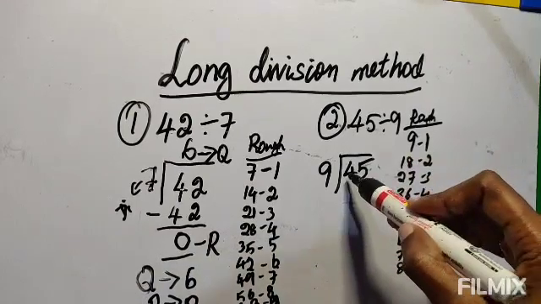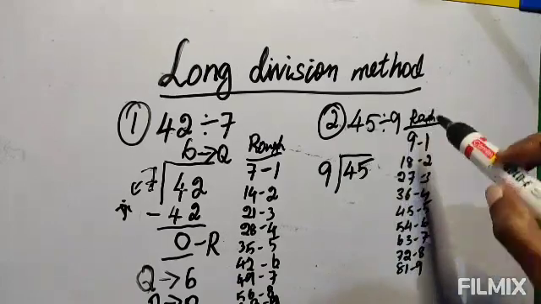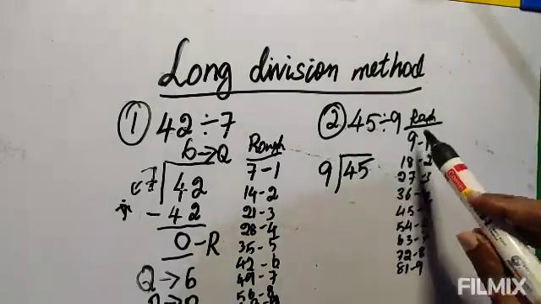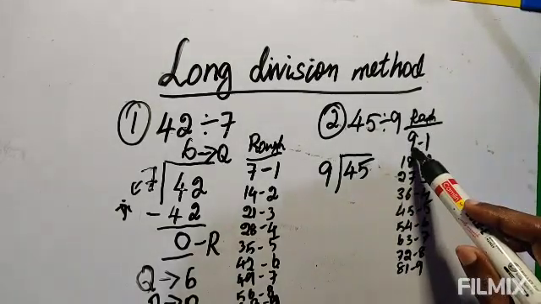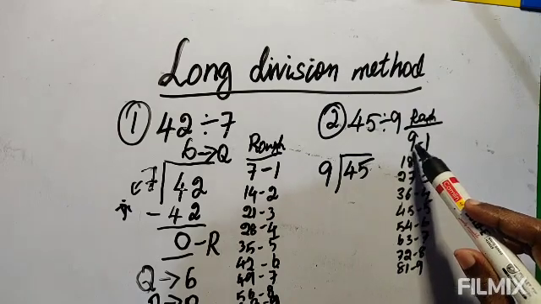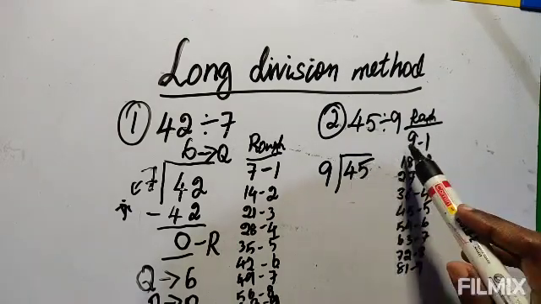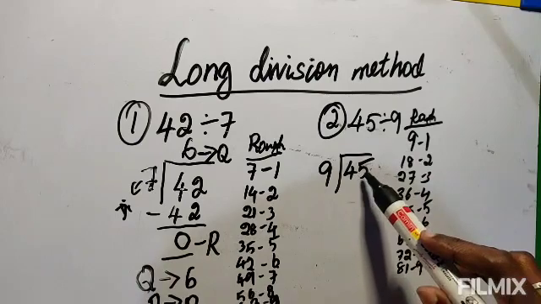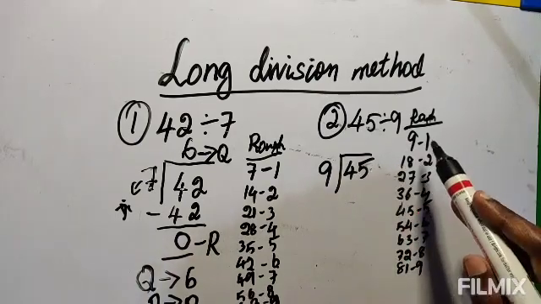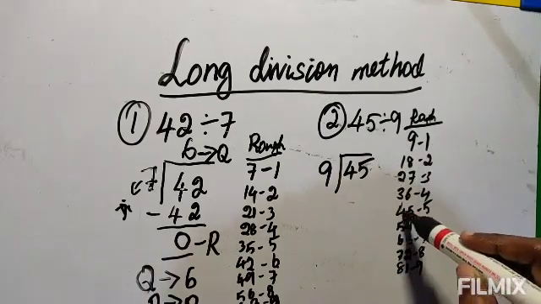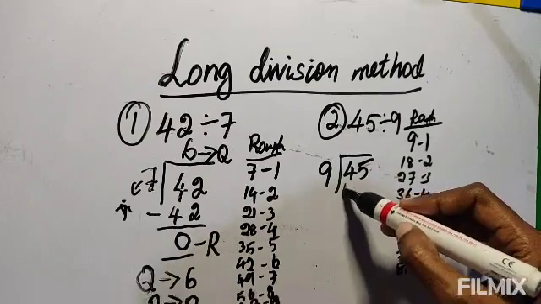Now you have to see whether 4 is here. Otherwise, a number smaller than 4 must be here. But here the smallest number is 9, so there is no number smaller than 9. So 4 will not go in 9. So you will take the number together, 45. Check whether 45 is here or not. 45 is here, so you will write 45.